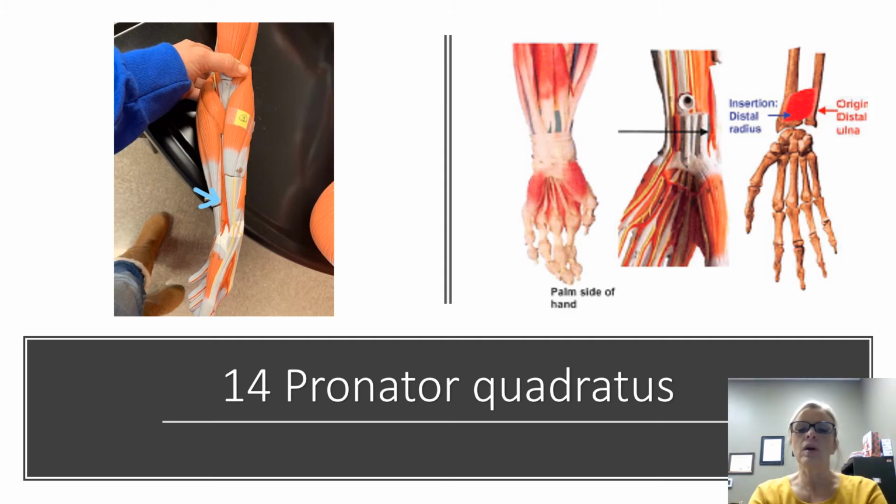You don't see it so well on the model, but that picture there on the right is pretty good. You can see it's highlighted in green here, and so it's also kind of under this band that holds them together. All right, so you just kind of have to pull those apart and really look.